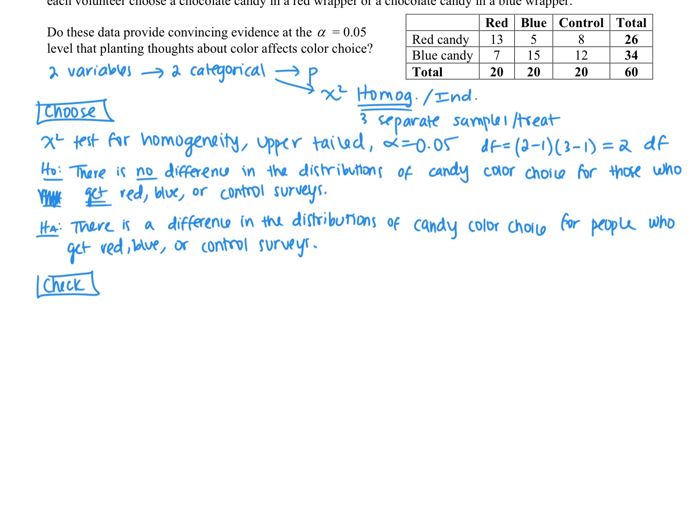Now we're ready to check conditions. First one is random. I need us to be clear on this one. We did not survey. We did not take a sample. There were 20 volunteers, 20 volunteers, 20 volunteers. So they were volunteers. We're not checking for a random sample. Instead, in this case, random is treatments. So yes, treatments were randomized.